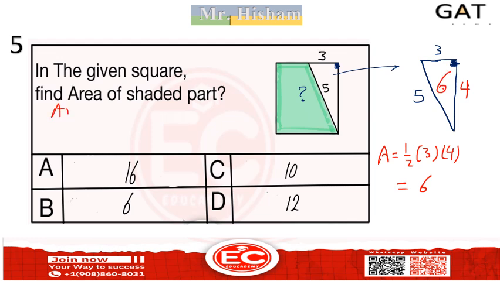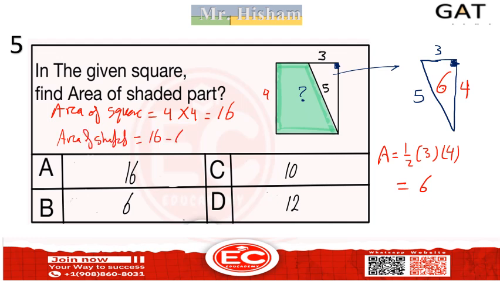Now, what is the area of the square? Area of the square, we figure out what is the side. The side is 4. So area of the square is 4 by 4, which is equal to 16. So area of shaded is equal to 16 minus 6, which is equal to 10.